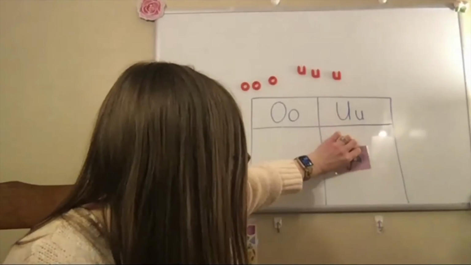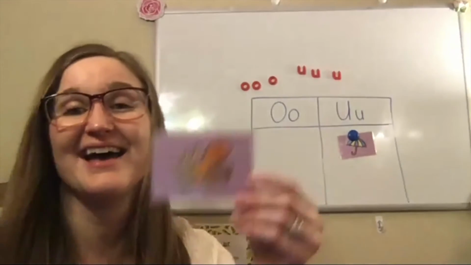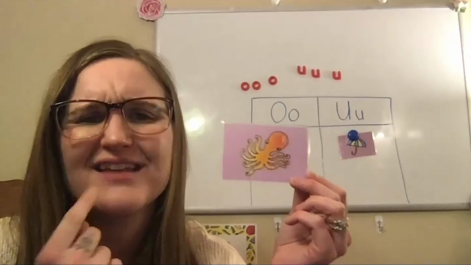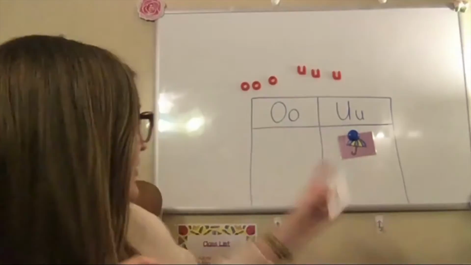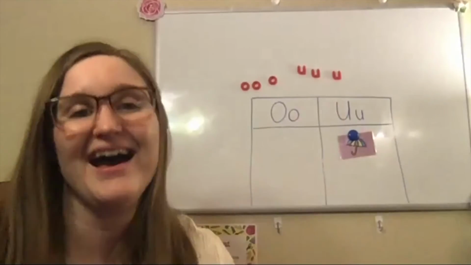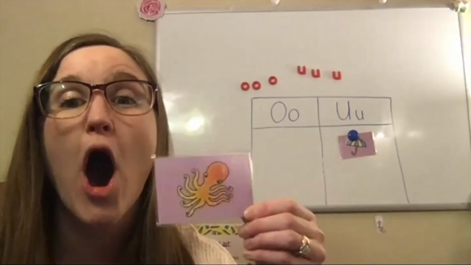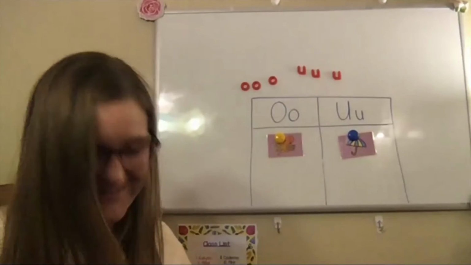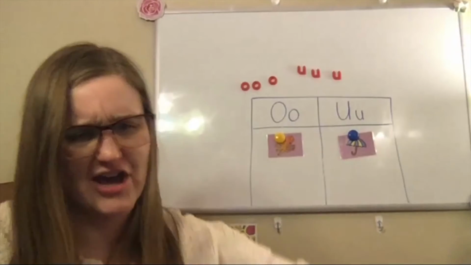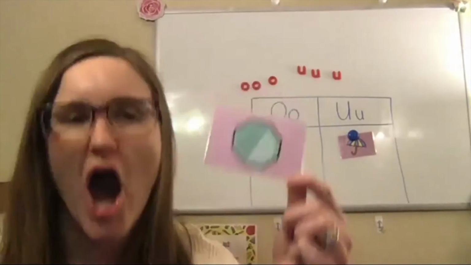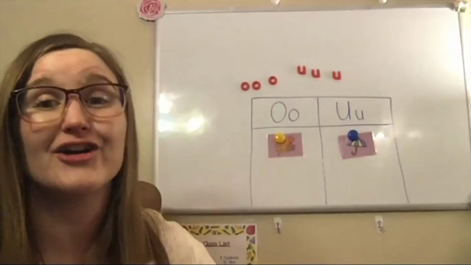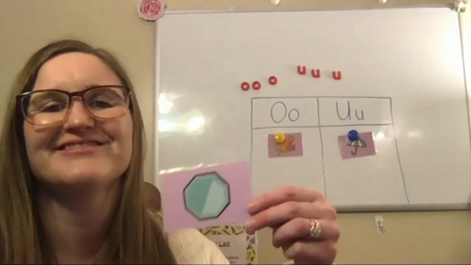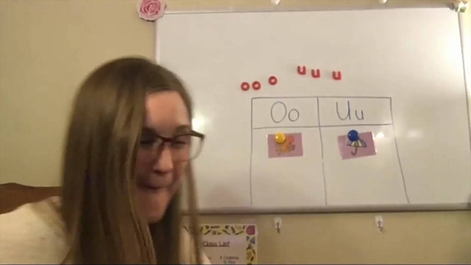All right. Our next object is an octopus. Octopus. Notice how my mouth looks when I start saying octopus. What do you think? Does it go in the O or the U category? Goes in the O category. Octopus. O. All right, our next object is an octagon. Octagon. What do we think? O or U? O or U? Octagon. Oh, that goes in the O category.